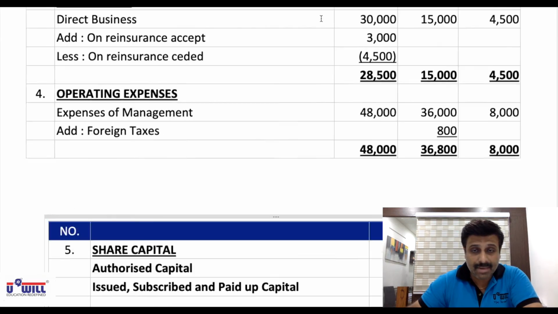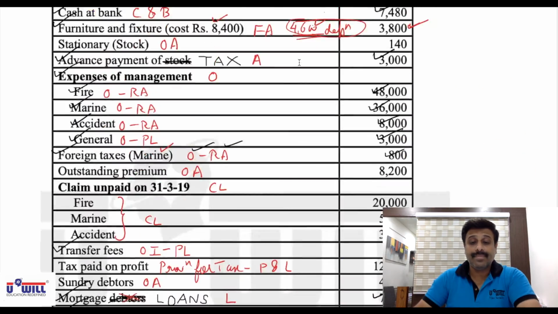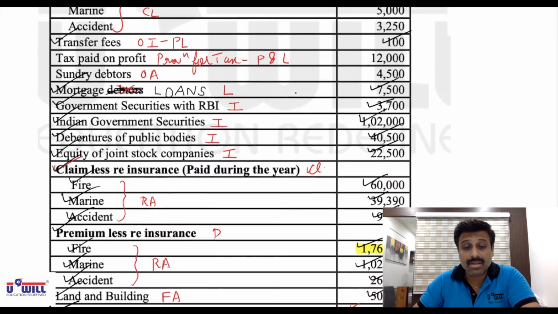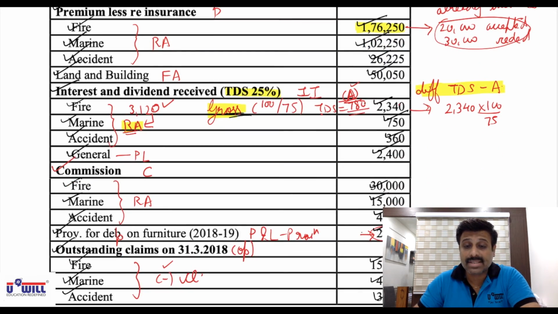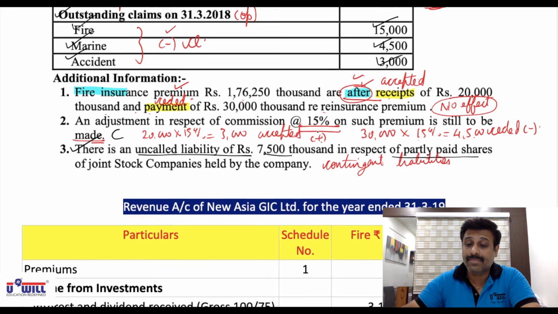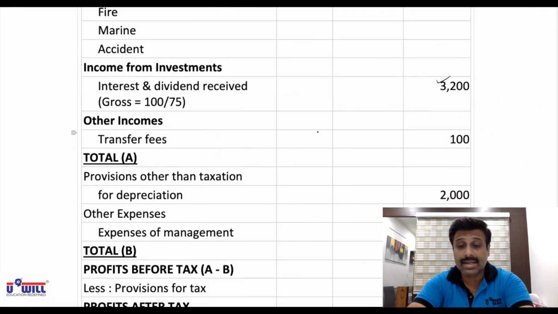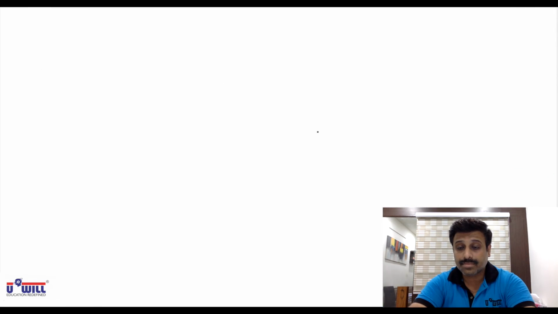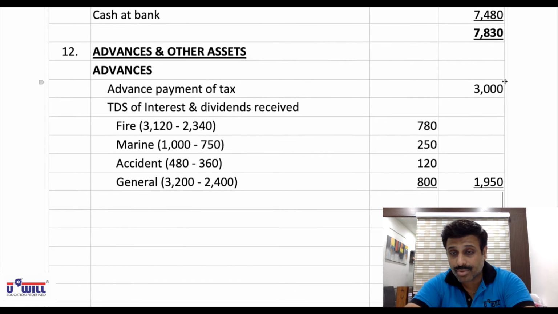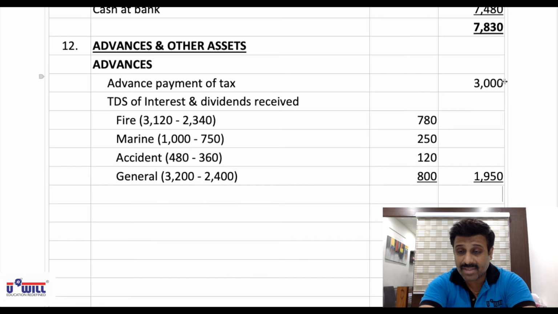Now what other items are marked as A? Let us look at it. So we have taken advance payment of tax, then we have taken interest and dividends, TDS in advances. Now no other items are marked as A. Okay, so total advances are done. Total advances comes to 3000 plus 1950, 4950.